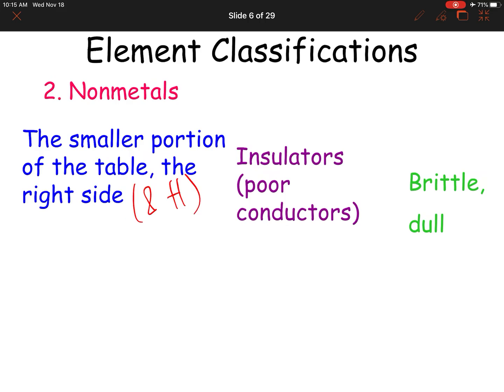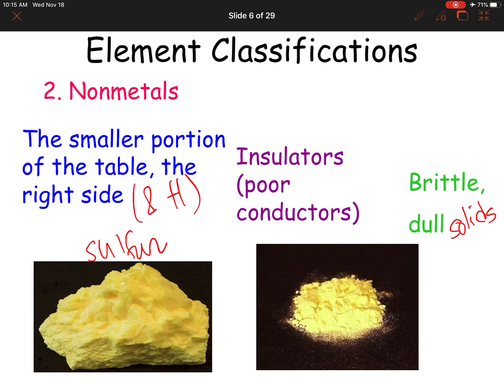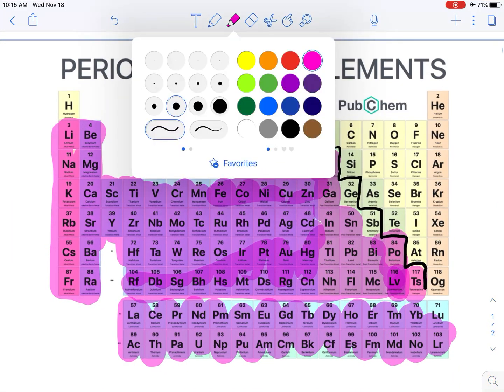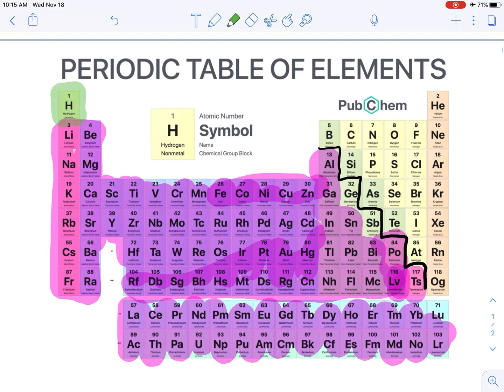But the solids that we do have are not malleable. They're brittle and they're dull. So make sure you know those are for solids only. So here's an example of a non-metallic solid. This is sulfur, and it won't bend. It will just shatter into this powder. So going back here to our periodic table, if I wanted to color in the non-metals, that would include hydrogen, and not those along the zigzag.